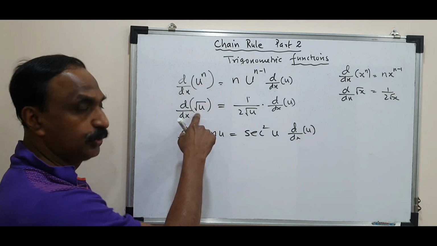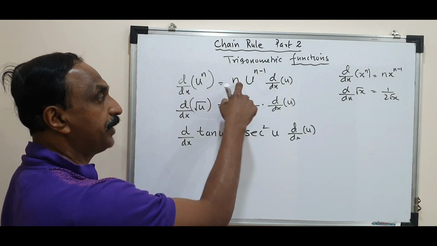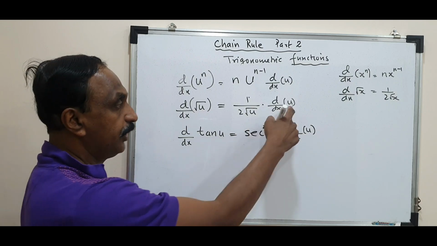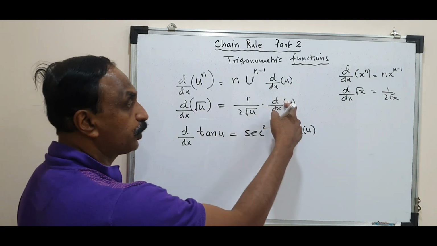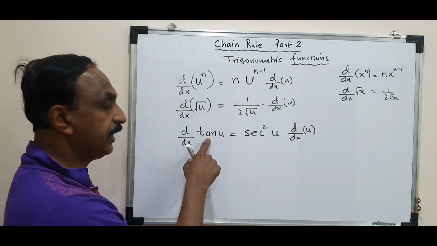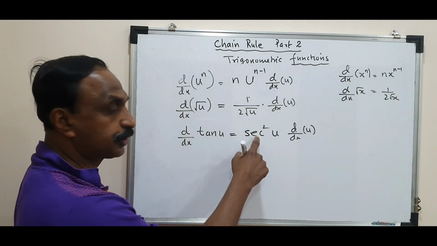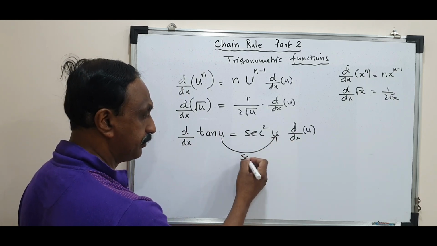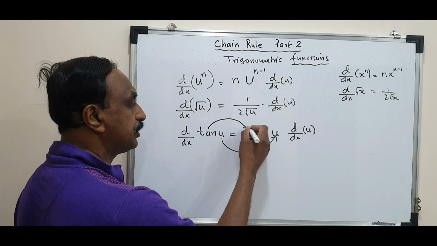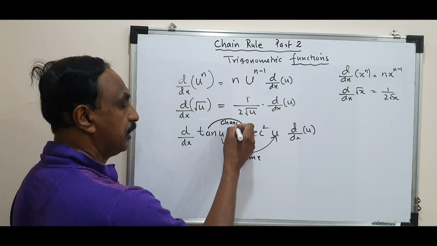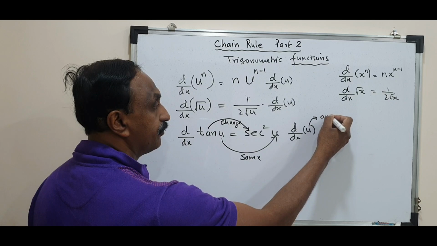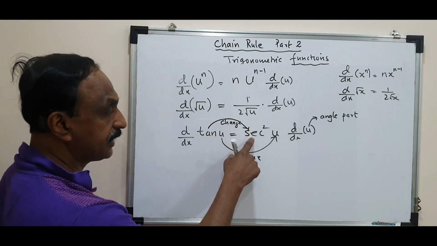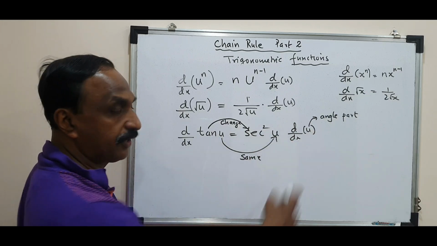Power rule, root rule, trigonometric rule. Power rule starts from the power, reduce the power, derivative of the base. Root is 1 upon 2 root u into the derivative of whatever is inside the root. Do not put the root in a second time. Then, in a trigonometric function, if it is tan, it changes to sec square. The angle part remains the same. The trigonometric part changes, and the derivative of the angle part comes again. So this is how you have to remember: the trigonometric part changes, the angle remains the same, into the derivative of the angle.